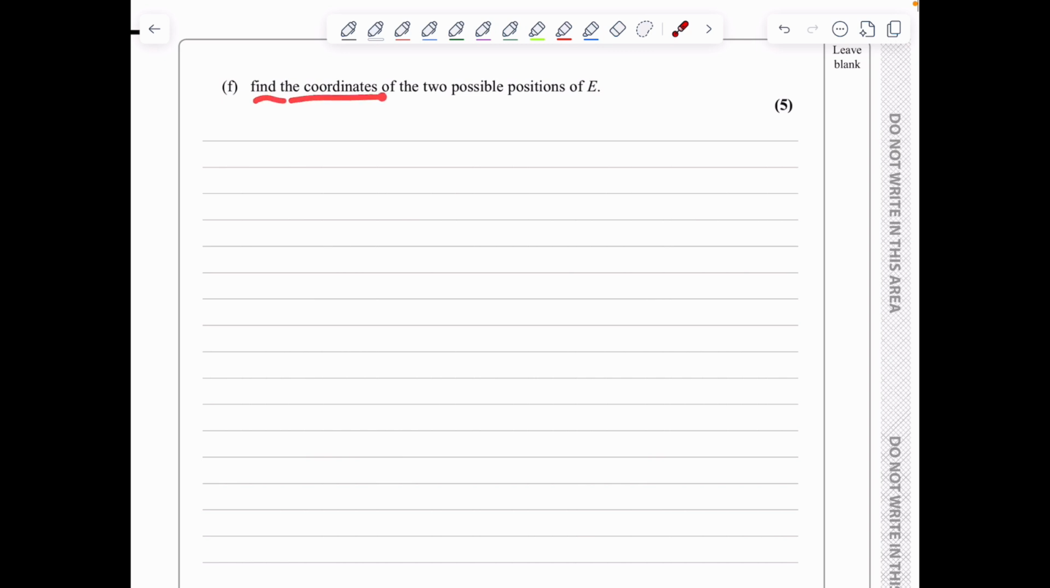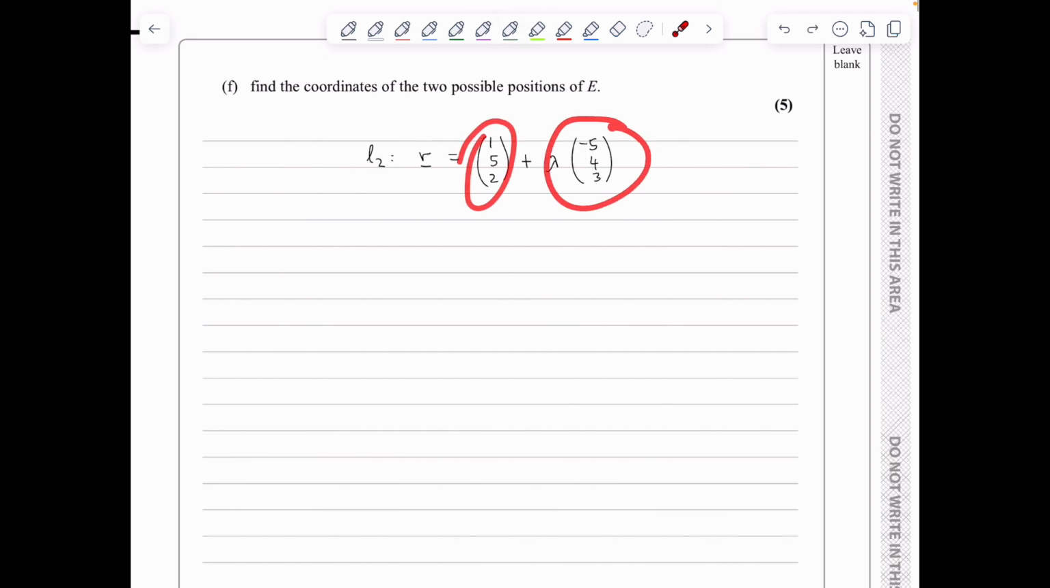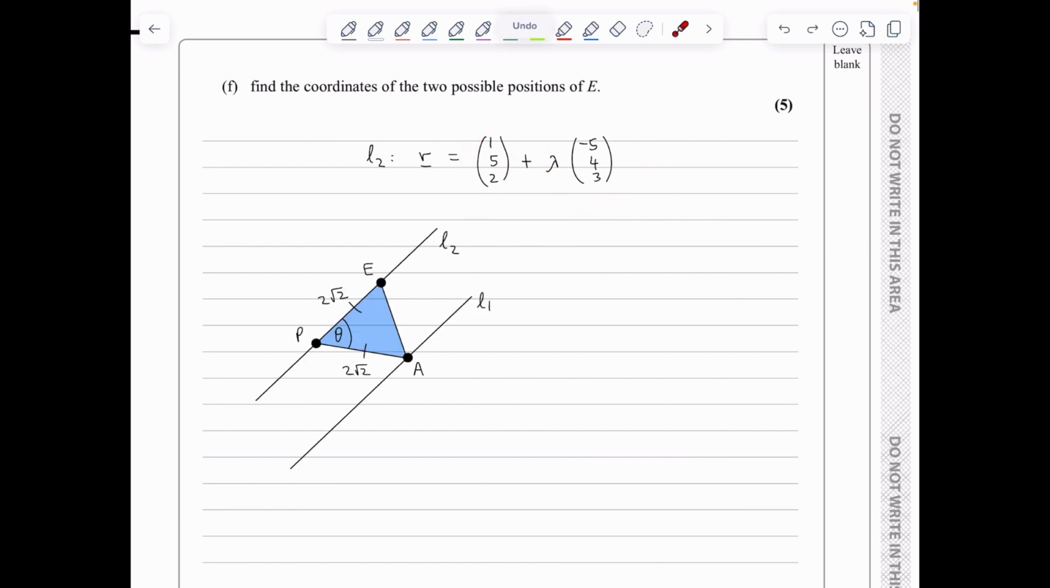In part F, we need to find the coordinates of the two possible positions of E. Well, let's start by recalling the equation for the line L2. It's (1, 5, 2) plus lambda times (-5, 4, 3). This is the diagram we drew before. We know that the point P here has coordinates (1, 5, 2), and the point E being a point on the line L2 means that we can express its coordinates in terms of lambda. So we're looking at (1 minus 5 lambda, 5 plus 4 lambda, 2 plus 3 lambda).